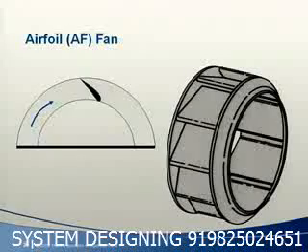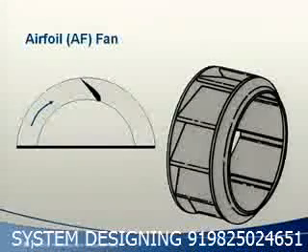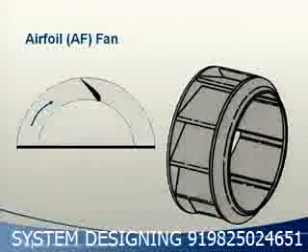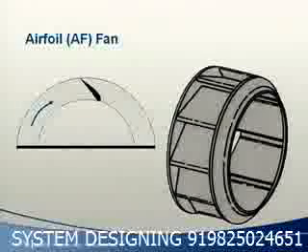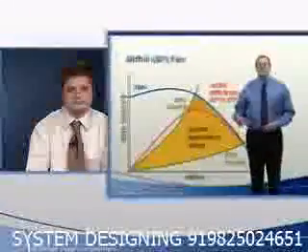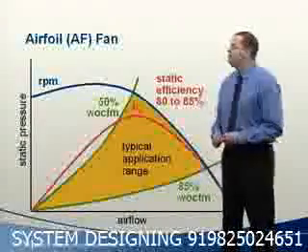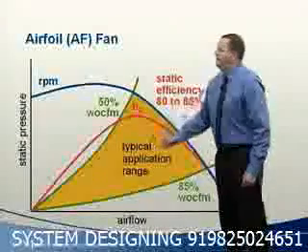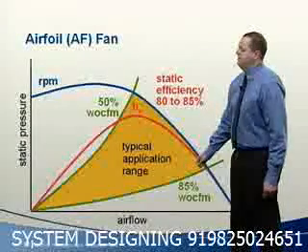A refinement of the BI fan changes the shape of the blade from a flat plate to an airfoil similar to an airplane wing. This smooth airflow across the blade surface reduces turbulence and noise within the wheel. The result is that an airfoil or AF fan is typically more efficient than the other fan types. The typical application range of an airfoil fan is between about 50 and 85% of wide open CFM.